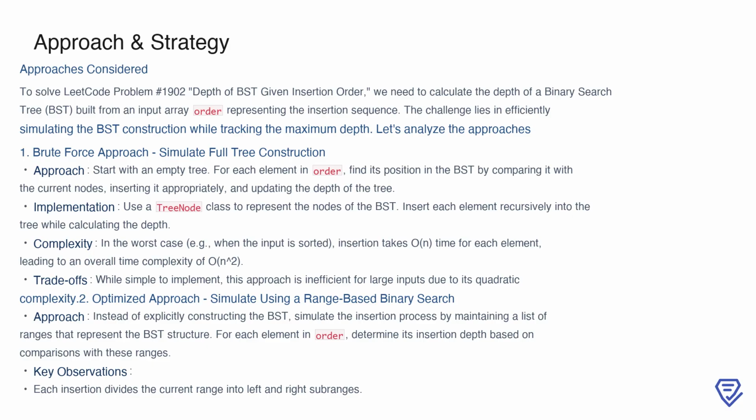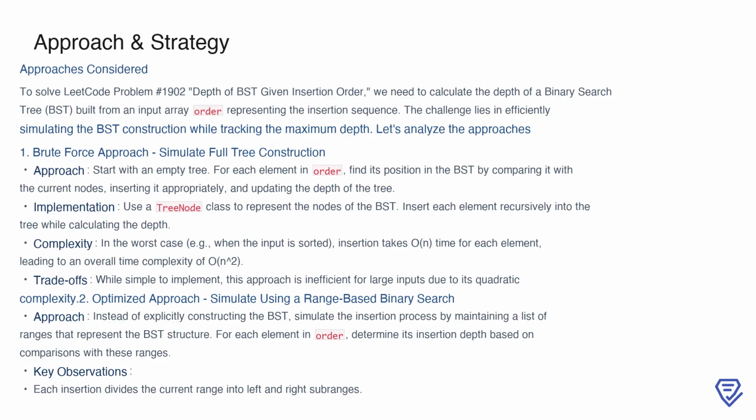The first method we could consider is a brute force approach, which involves simulating the full tree construction. Starting with an empty tree, each element from the input array is inserted one at a time. For each insertion, we find the correct position in the tree by traversing from the root, comparing values, and placing the node appropriately.